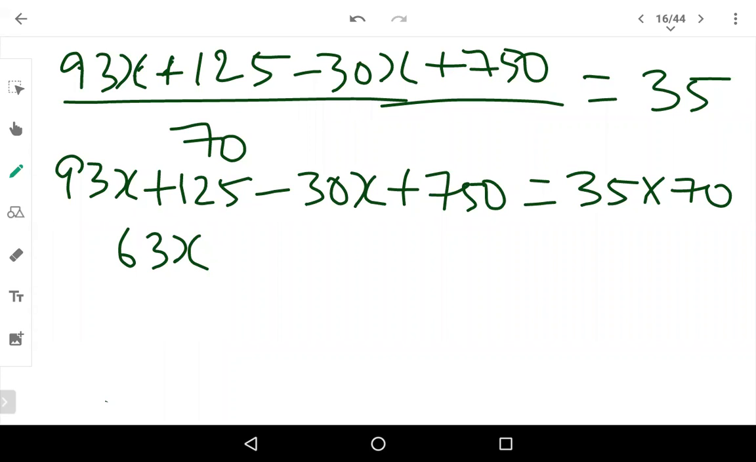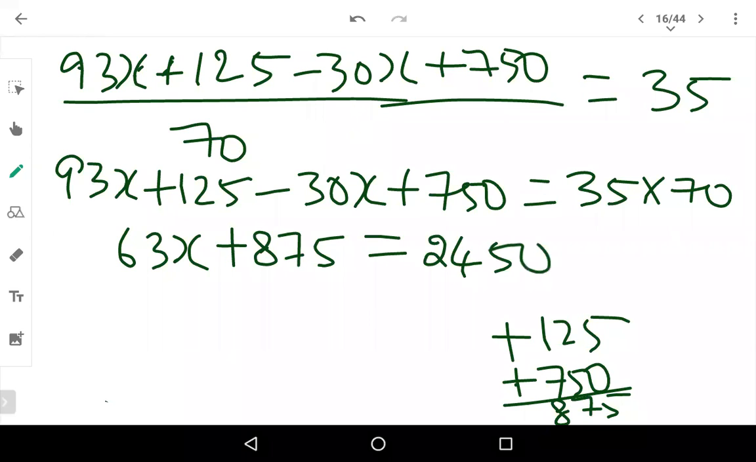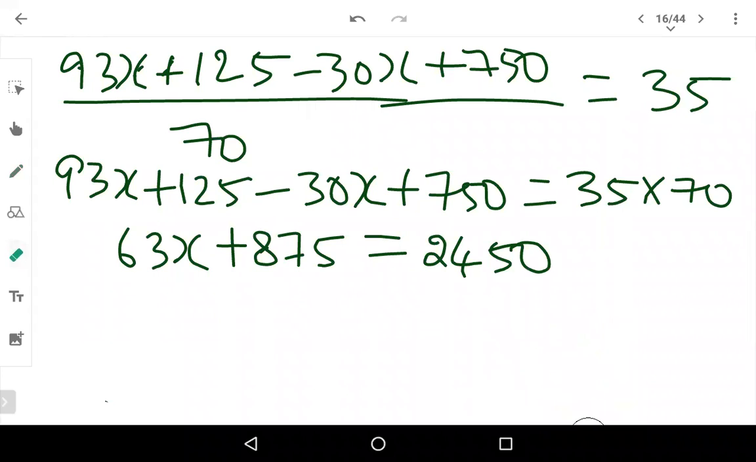3075 by 63. No, Sindhu. You are supposed to minus it. You have added the numbers, so that's why you've got 3075. Minus them. Then plus 125 plus 750, you will get plus 875, is equal to 35 into 70, which is 2450. Correct? Did you all get until here? Yeah, correct, Rida. 2450. Correct.